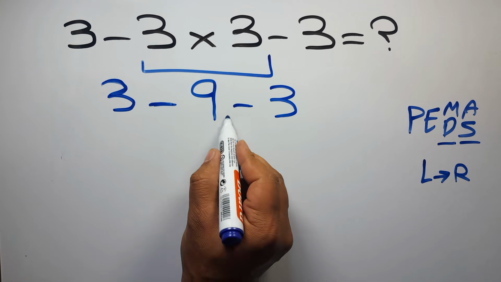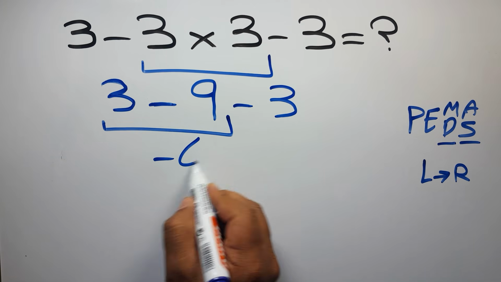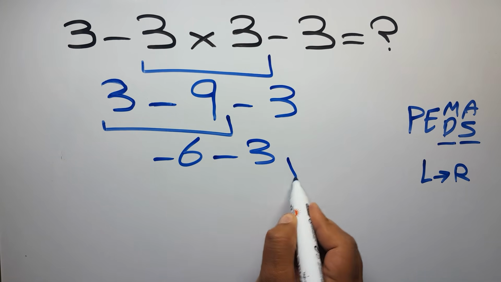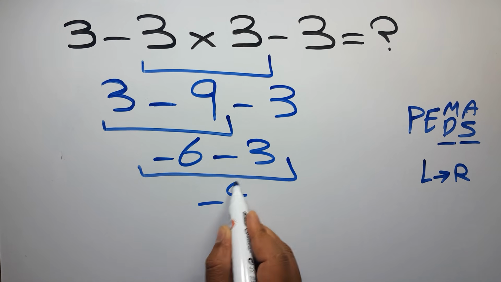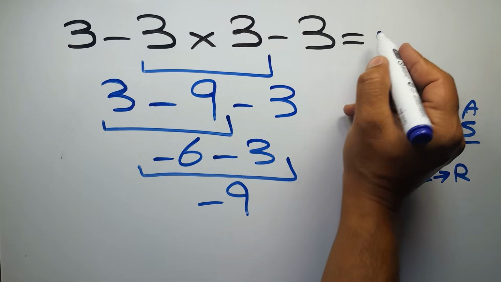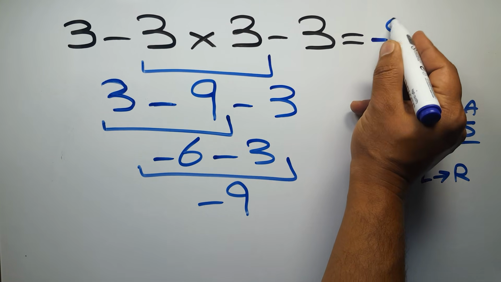3 minus 9 gives us negative 6. So negative 6 minus 3, which equals negative 9. And this is our final answer to this problem. The correct answer is negative 9.